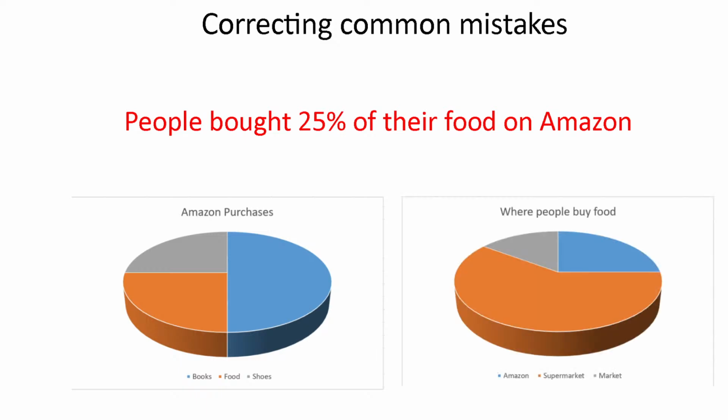The pie chart on the right there, it would be better for this sentence because, as you see, this is where people buy food, and we've got Amazon, supermarket, and a market. People bought 25% of their food on Amazon. This would fit better for the pie chart on the right. So that's just a logical error, really.